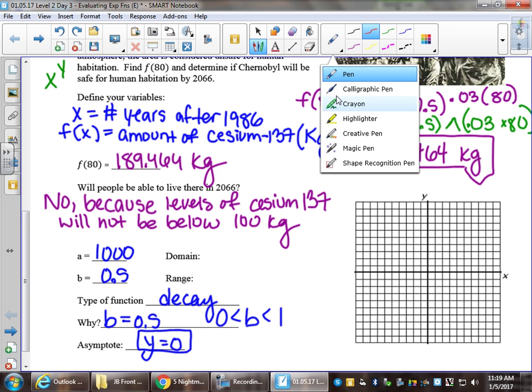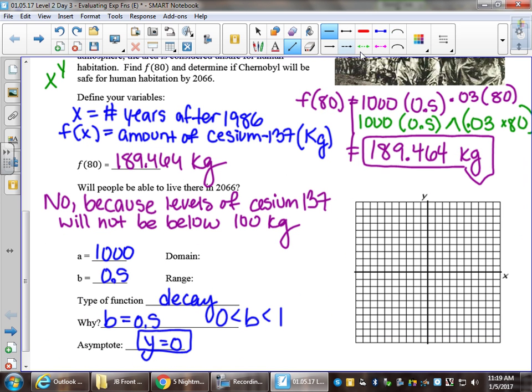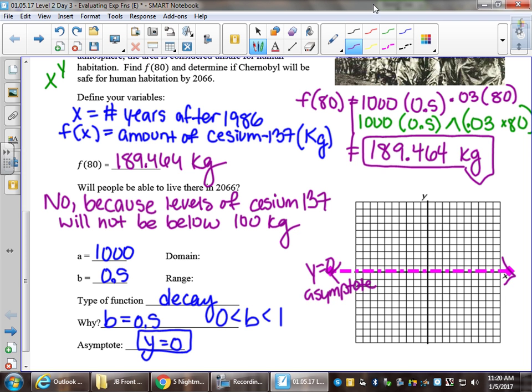So let's graph. It should take us at this point 2.5 seconds to draw this graph correctly. I draw my asymptote on the y-axis. That's y equals 0. You said this is decay. So is the graph going to approach the asymptote or go away from it? Going away. Try again. Go towards. Left to right, it's getting smaller. And we're done. Go ahead and work on number 4.